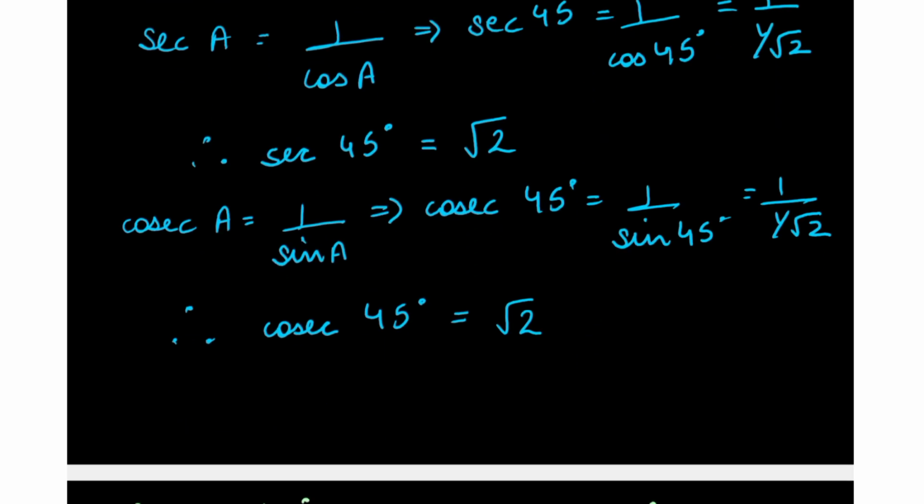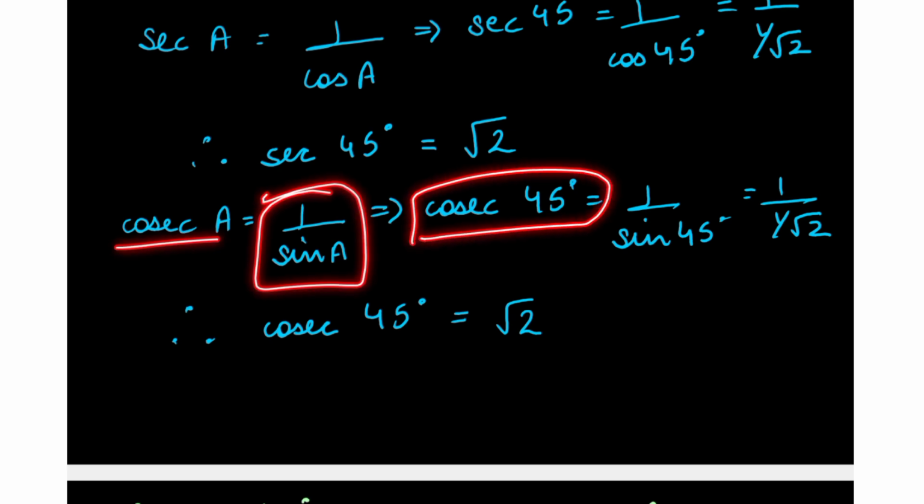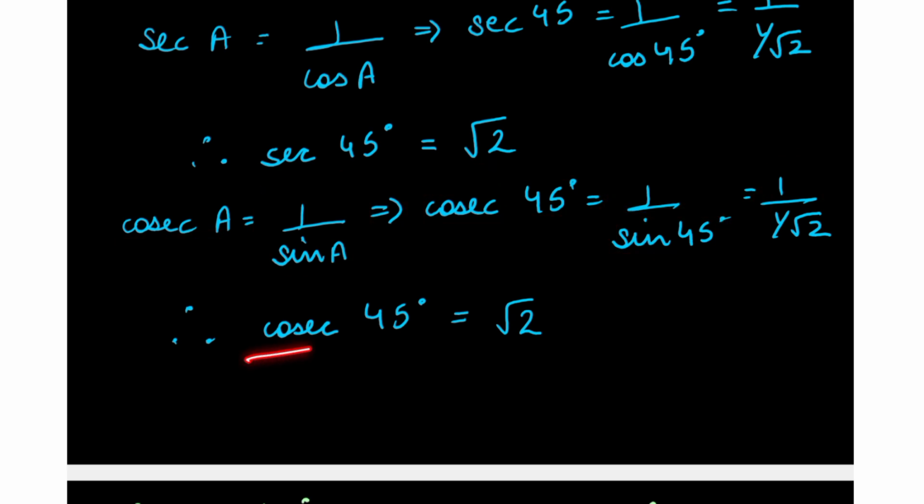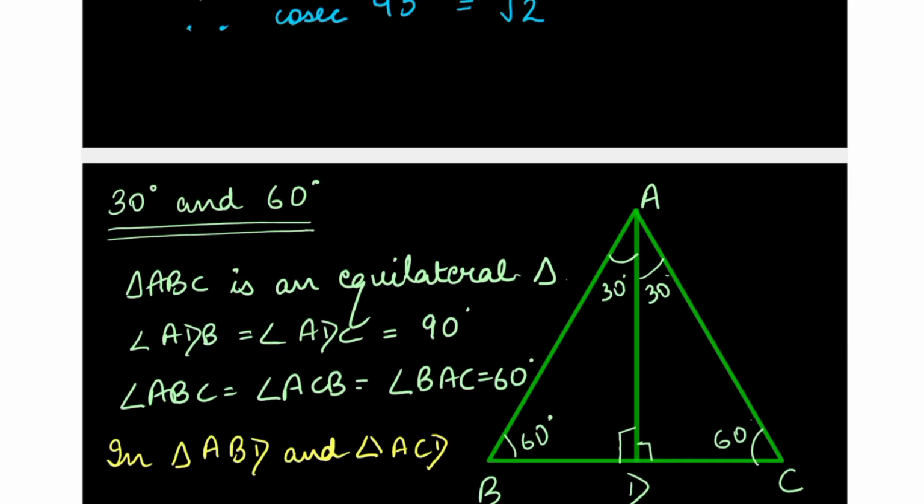Similarly, cosecant A is the reciprocal of sin A, so cosecant 45 degree is the reciprocal of sin 45 degree. That is the reciprocal of 1 by root 2. So cosecant 45 degree comes out to be root 2.